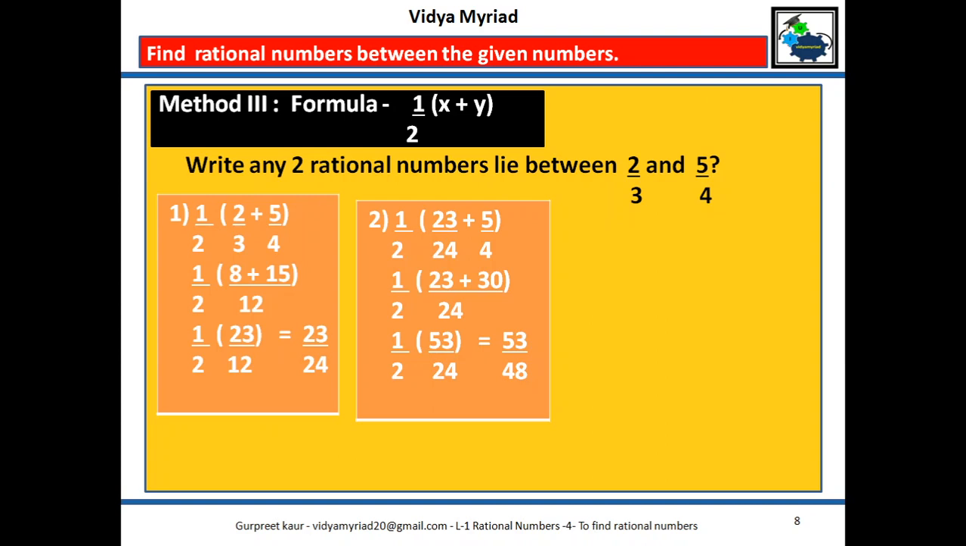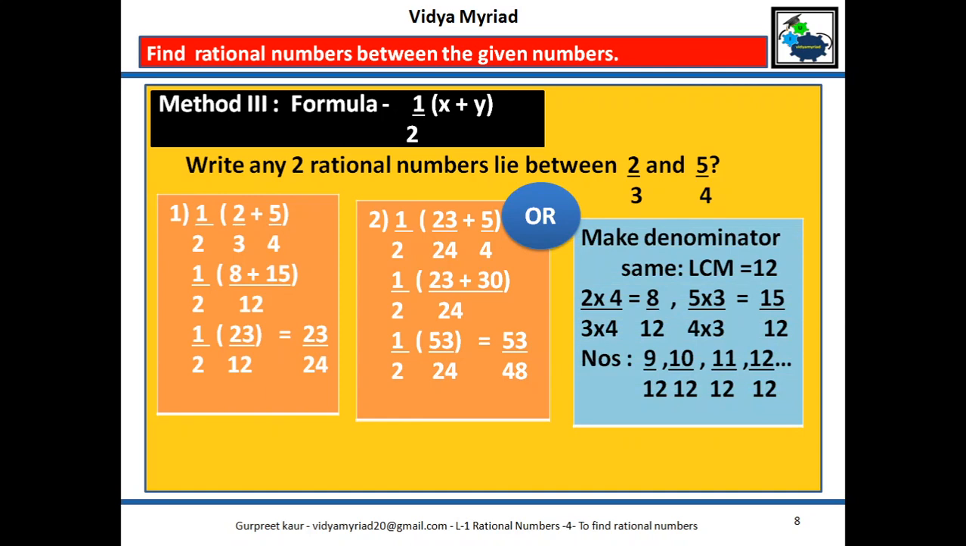Now if I don't want to do this method, I can do the other method also, where I will make the denominator the same. Now the denominators are 3 and 4. I will take the LCM as 12. When I convert this, it will become 8 upon 12 and 15 upon 12. So write the numbers in between these two. You can write any two numbers between the two.